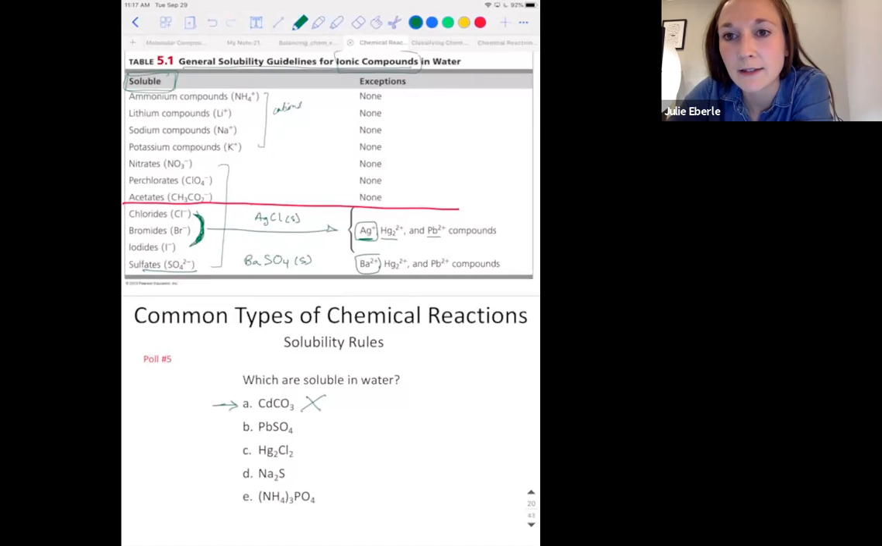Okay, so apply that same thought process to the rest of the compounds: lead sulfate, mercury 2 chloride, sodium sulfide, and ammonium phosphate. I'm going to give you a second to think on those.